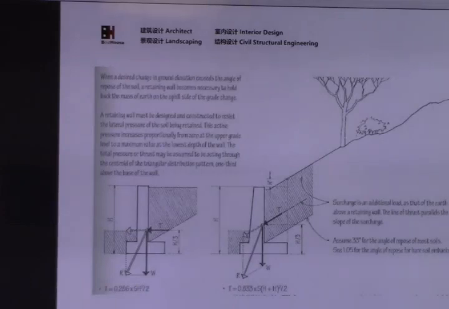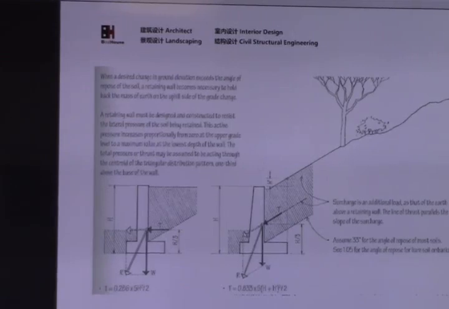The very commonly and typically used is the reinforced concrete retaining wall, because we can have more height to protect the slope and have the step. This is just the general shows how to design the concrete retaining wall.